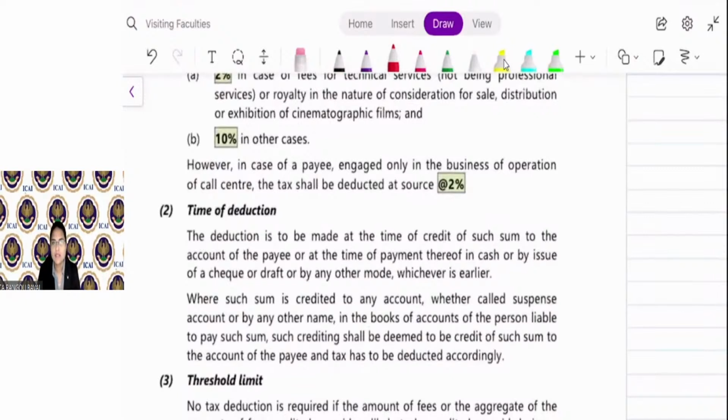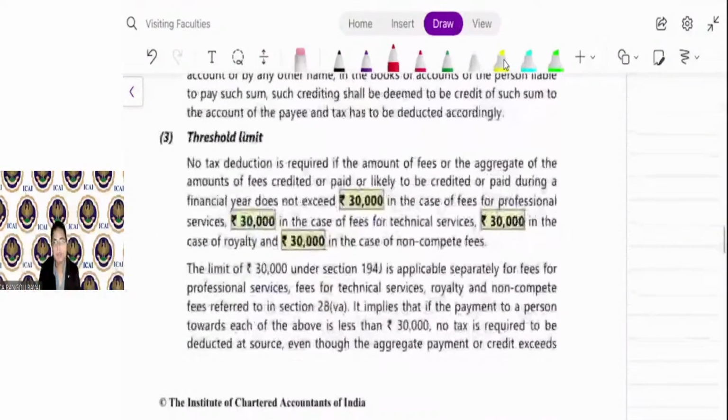If you are in the business of call center, then on any kind of professional service or royalty, the TDS rate is 2%. And in other business, the TDS rate is 2% in case of technical fees, and in other cases it is 10%. The time of deduction is payment or credit, whichever is earlier. The threshold limit is 30,000.